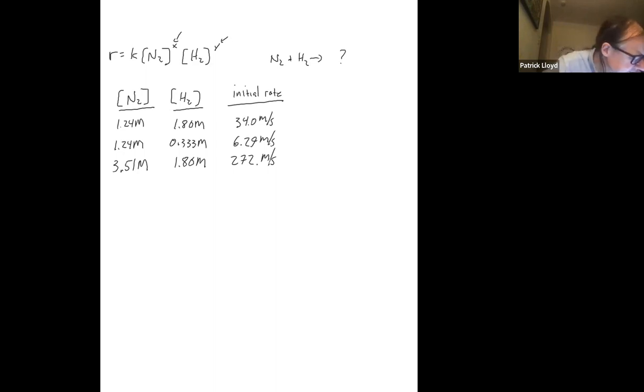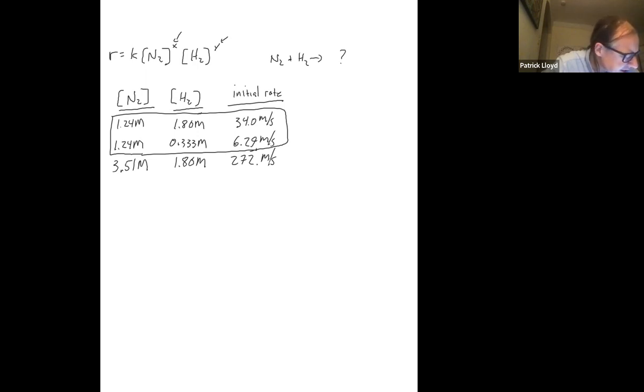If you take a look at the first 2 experiments, only one of the reactants is changing concentration. N2 is the same in both values. It's only H2 that's changing. And H2 is going from 1.8 all the way down to 0.33. So that change right there is affecting the initial rate.